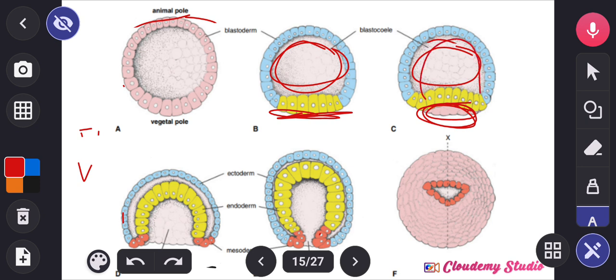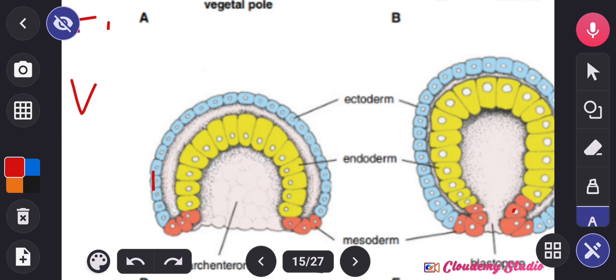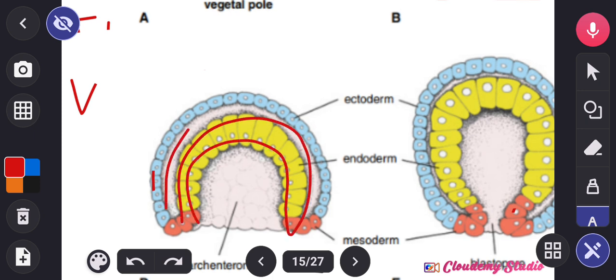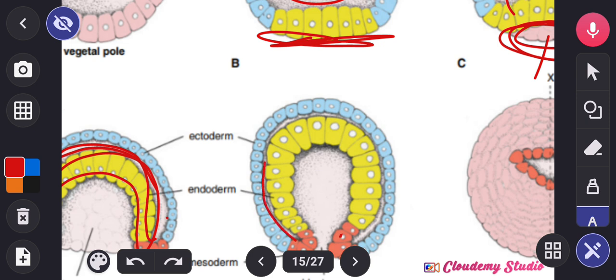So what is going to happen is that as this thing is moving inward, they will be occupying the space. You understand? They will be occupying the initial space of the blastocele. So they are moving inward. Can you see? This lining is supposed to be the blastocele.